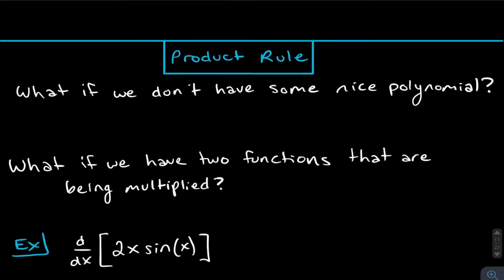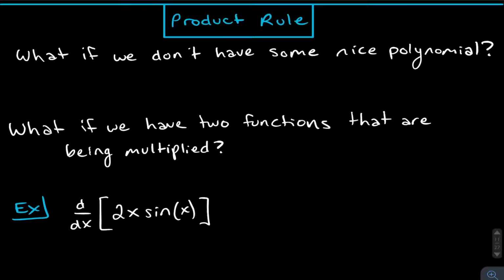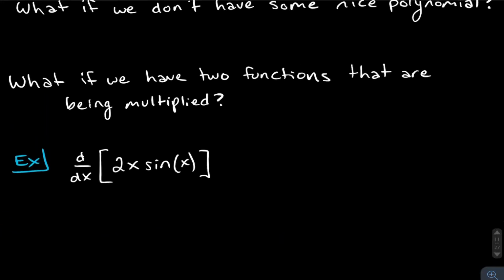All right, now that we have that out of the way, let's get into our next rule for differentiation, our next rule for taking derivatives. What if we don't have some nice polynomial like 2x squared plus 3x? What if we have two functions that are being multiplied? For example, if you're taking the derivative of 2x times sine x. Here's a little non-example quick.